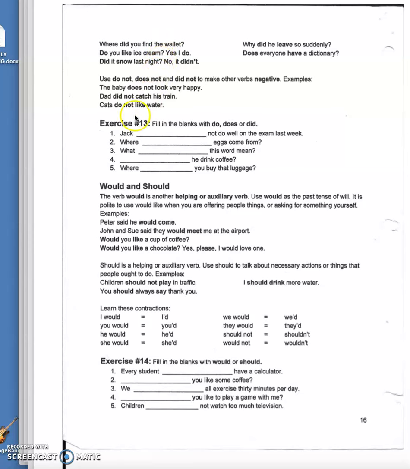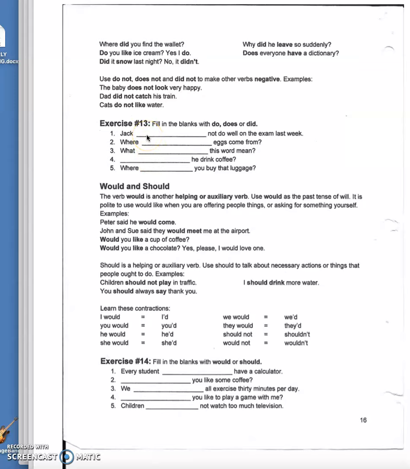Okay? So let's look at the exercise here, which is exercise 13. So fill in the blanks with do, does, or did. So why don't you take a minute and answer these 5 questions. So you can pause it. I'll pause for about a few seconds here. So if you want to pause this video, and then once you play it, I'll provide the answers to you.